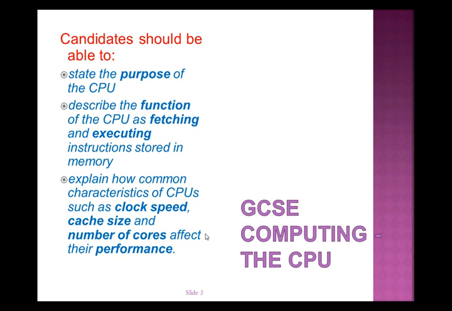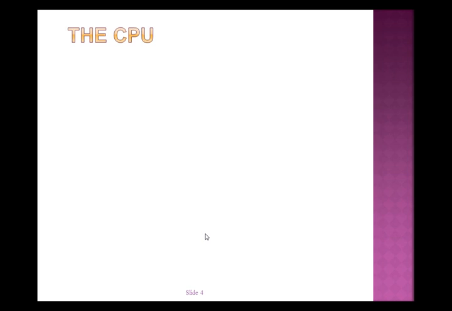Means how the CPU fetches the data and how the CPU executes the data. Then explain how common characteristics, that is, common qualities or features of the CPU such as clock speed, cache size and the number of cores, affect performance. So that is understanding the modern processor for increasing program performance. This is the main crux, the main topic that we covered in this slide.